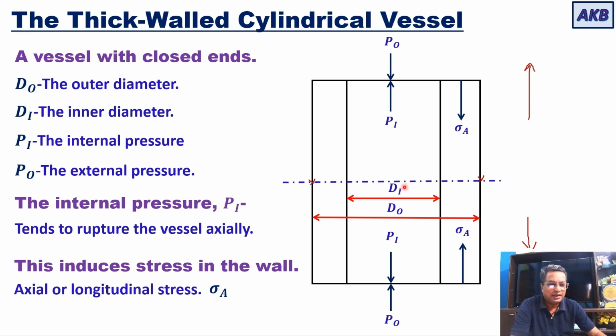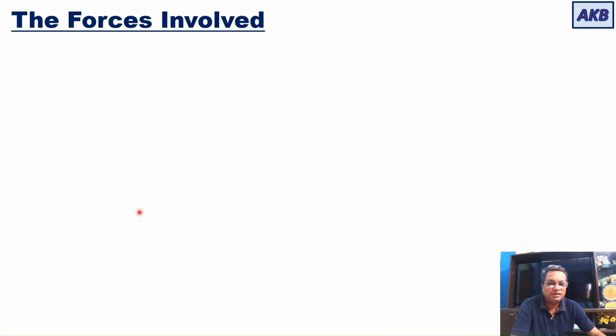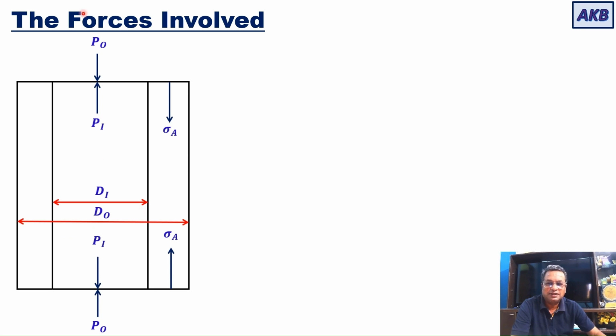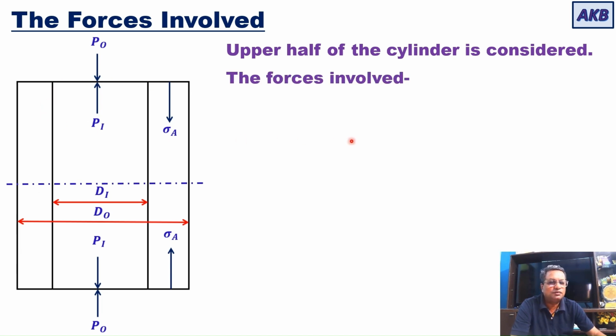Okay? And for our analysis, let us know what are the forces involved in this process. So again, I am showing you the schematic diagram. We will consider the upper half of the cylinder for our analysis. That is, this half of the cylinder we will be considering for our analysis. Now, what are the forces involved? First force is Fi. Now, what is this force? This force is due to the internal pressure Pi.